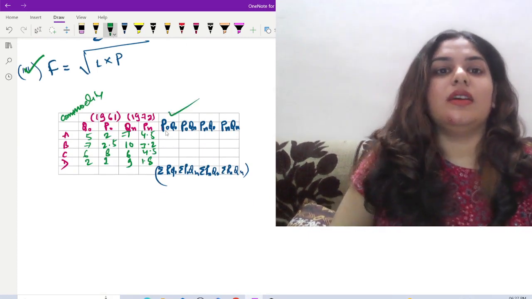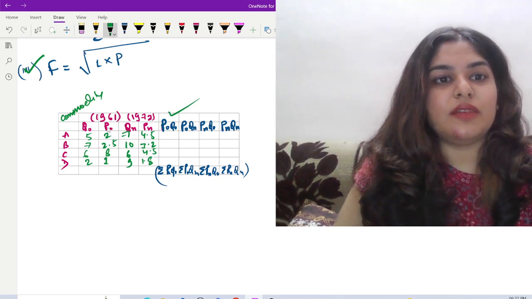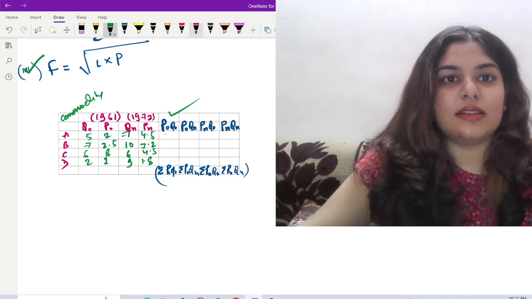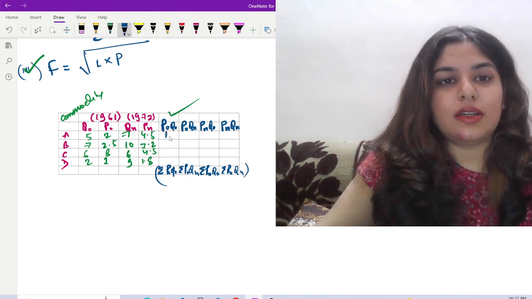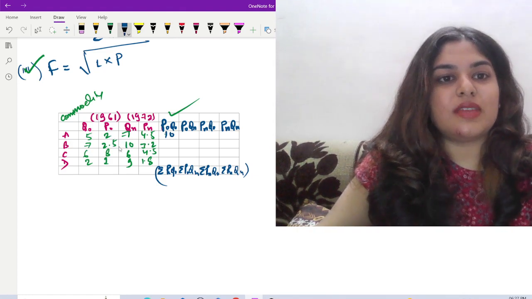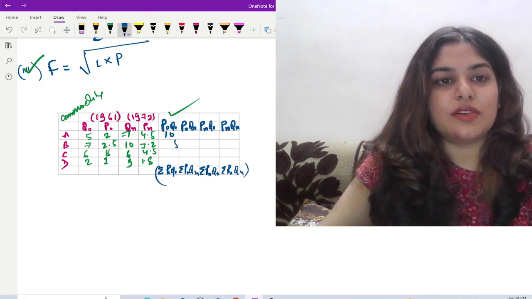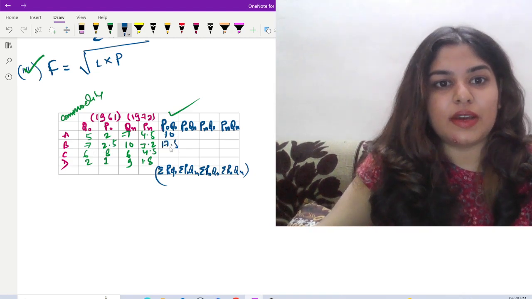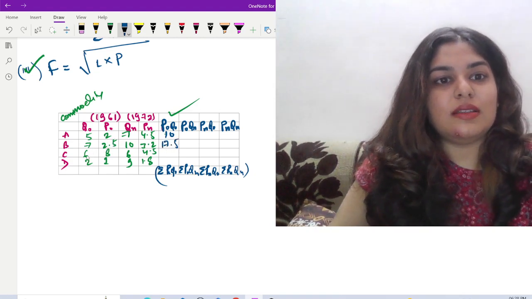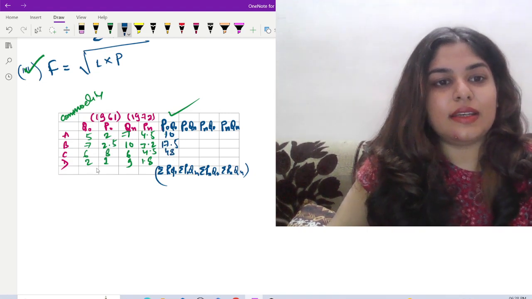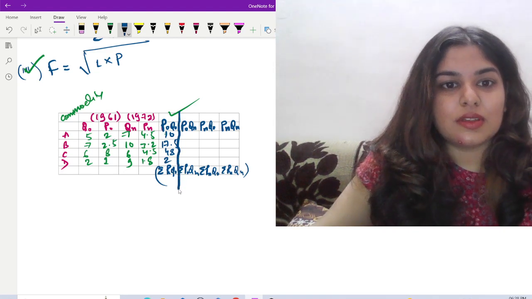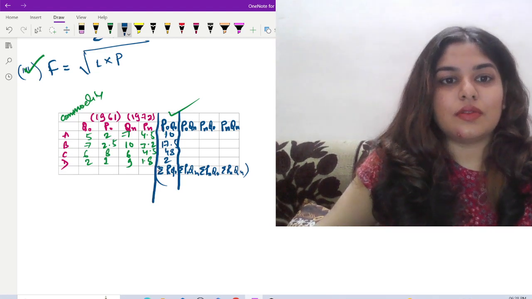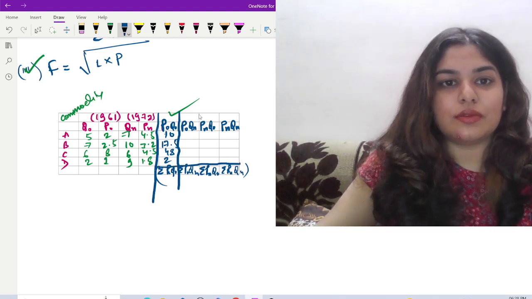Now we have to multiply. For P0Q0, we have to multiply the first two columns. Let us take a different color. So 5 twos are 10, right? Now 7 fives are 35, 7 twos are 14 and 3 is 17.5. Then 6 eights are 48 and 2 ones are 2. So summation of this column will give us summation of P0Q0. Okay, we will take the summation later on.